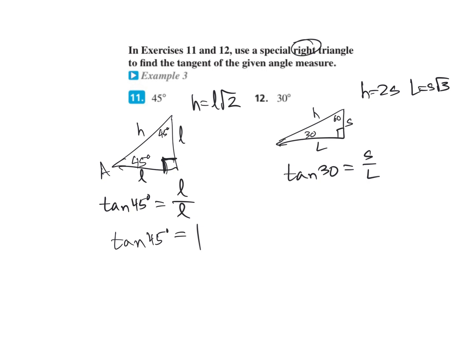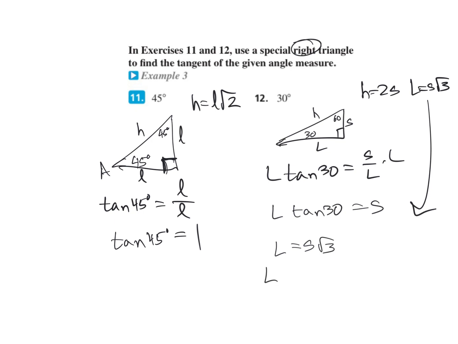Okay, so if we solve for S, the short leg, we multiply by L, right? So the long leg times the tangent of 30 is equal to S. And we know the formula, the long leg equals the short leg times the square root of 3. So we have the long leg equals the short leg, which is this information right here, long leg tangent of 30 times the square root of 3.